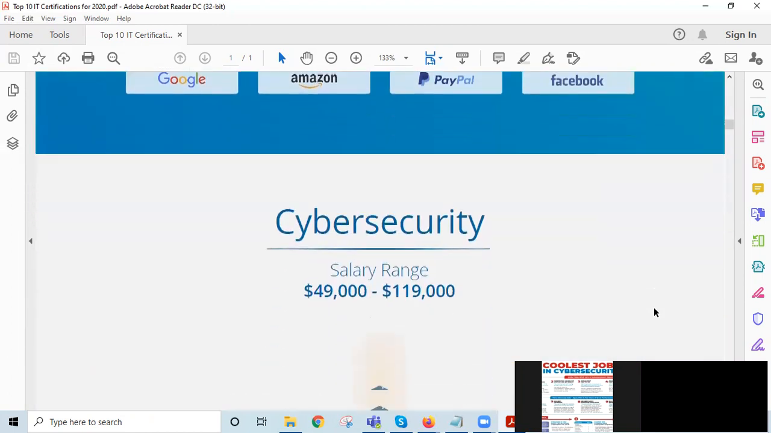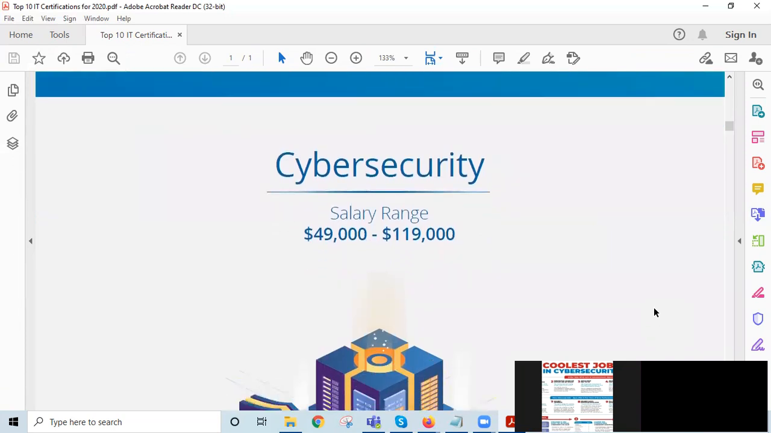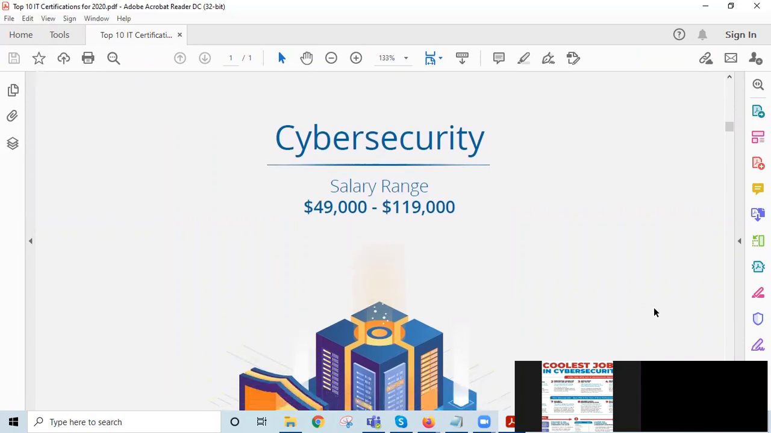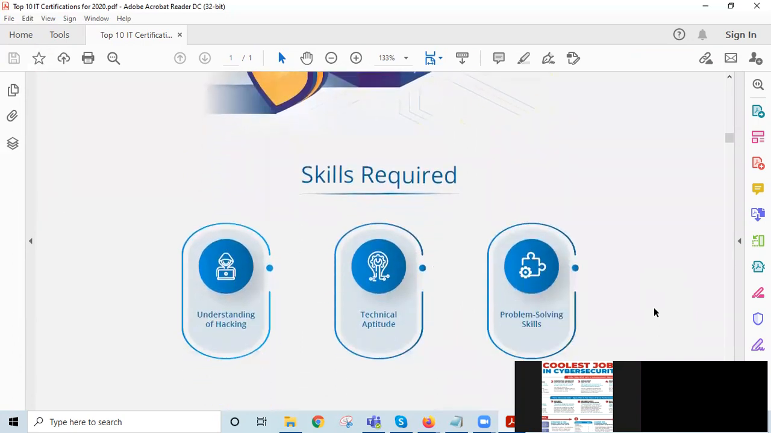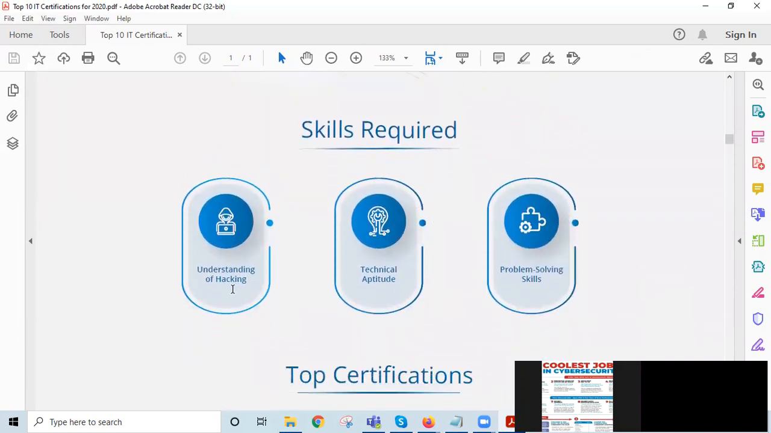Then cybersecurity, which you are choosing. Cybersecurity is the number two area in 2020 and 2021 as well. You have seen the salary range you want to get and the skills you require. You require skills like understanding of hacking: what are the different tools, techniques, and skills that you require? First thing. Then you talk about technical aptitude. What's your aptitude? What's your approach? Suppose you're working in a company and there is a hacking, a data breach happens. What are you going to do as a security consultant, as a security professional in the company?